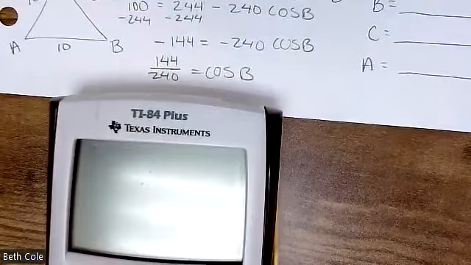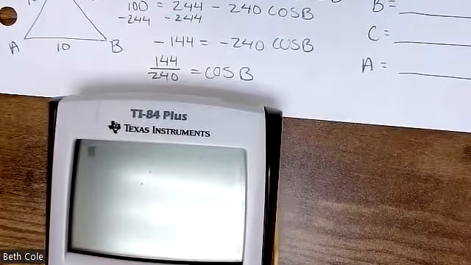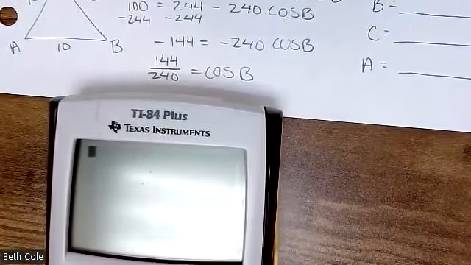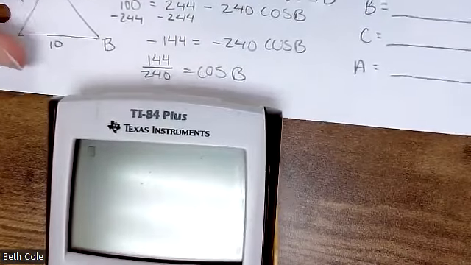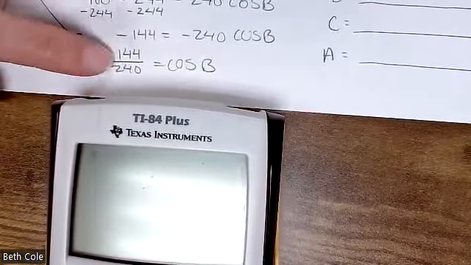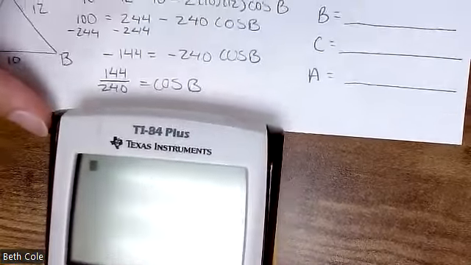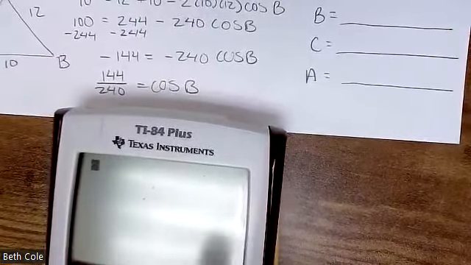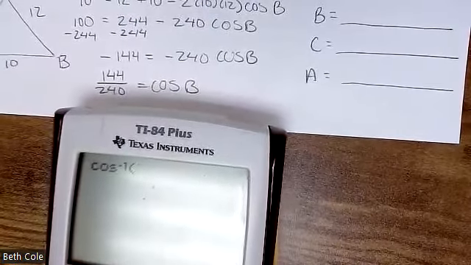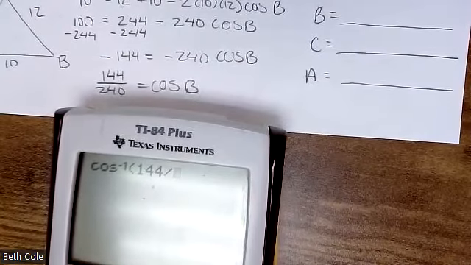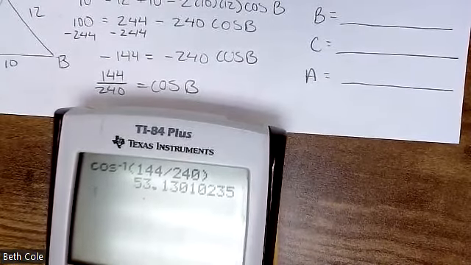And I have good news for you. We're actually done having to do any writing for this one because two of the angles are the same. The rest of it's going to be within the calculator. All right. How will I type this? Inverse cosine. Good. 144 over 240. So that's this one.